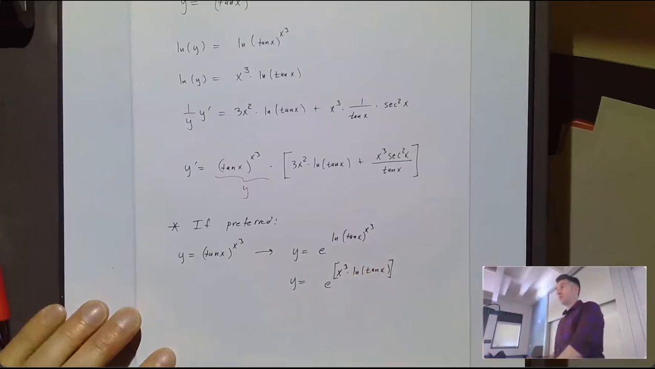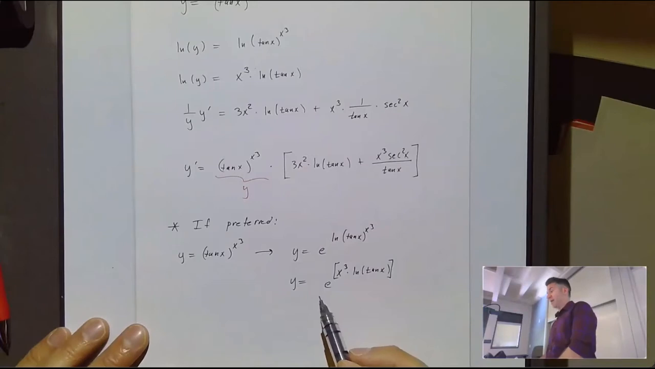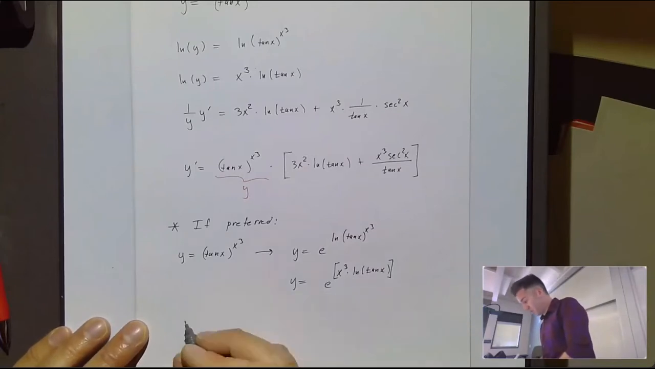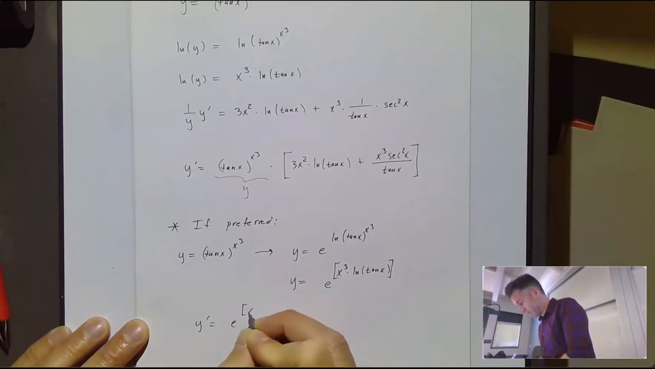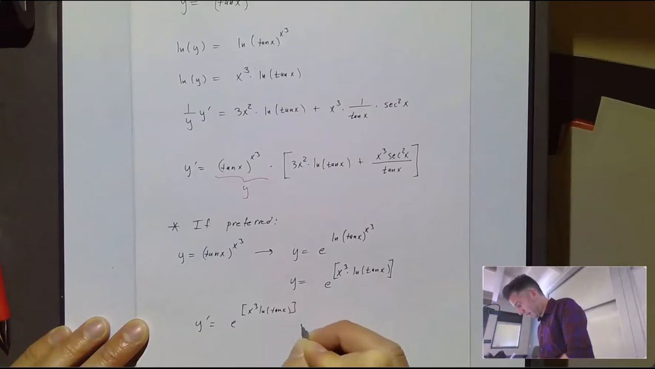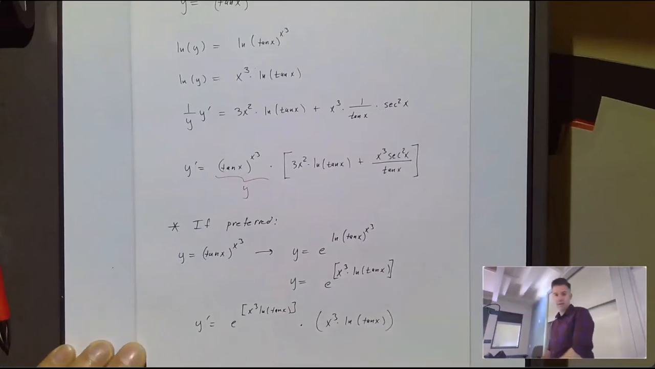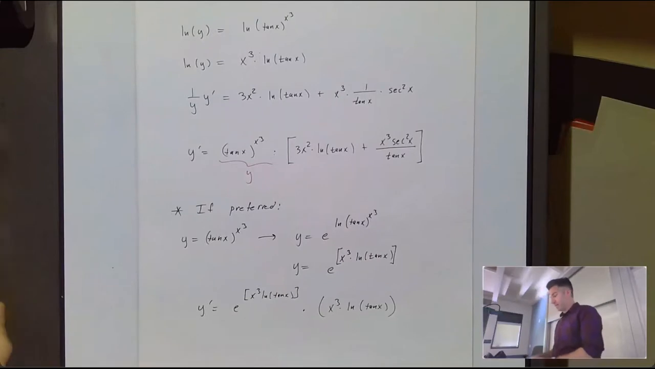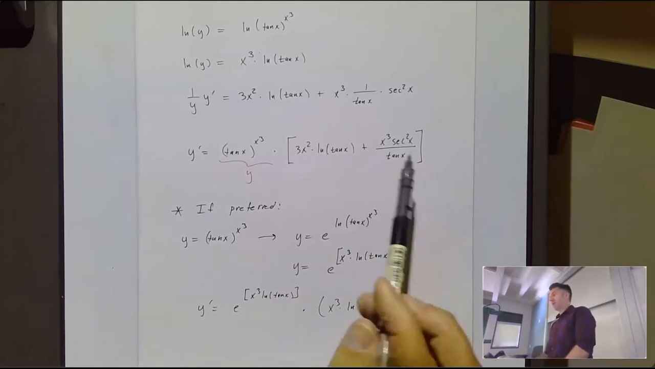And then you could take the derivative of that by finding the derivative as e to the stuff. So the derivative would be e to the stuff times the derivative of the stuff. So you could say that y prime is e to the stuff times the derivative of the stuff. And I will point out that that's exactly the derivative of the stuff. So that's exactly what we have up here, right?